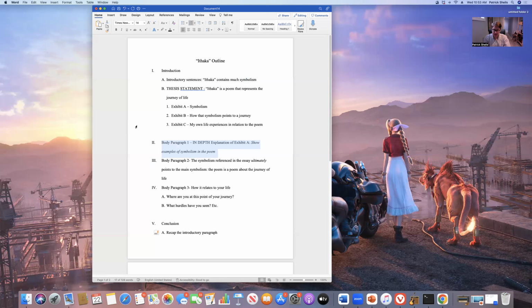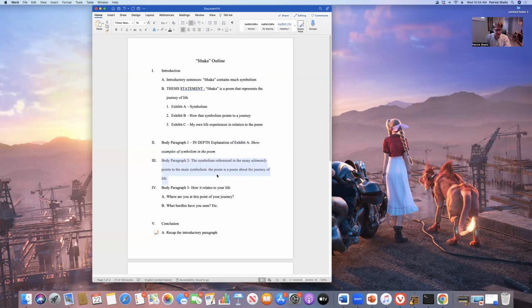We could talk about Phoenician trading stations. We can talk about Cyclops. We could talk about the Laestrygonians and what they represent. These are the types of things you're going to want to speak about when you're talking about symbolism in a body paragraph.